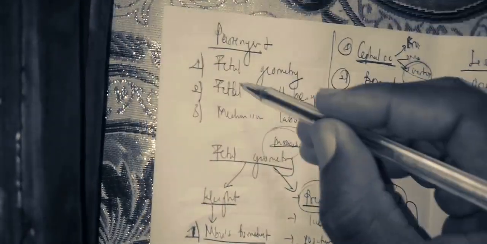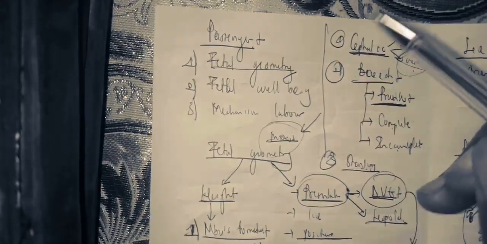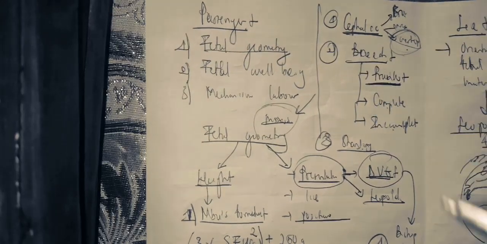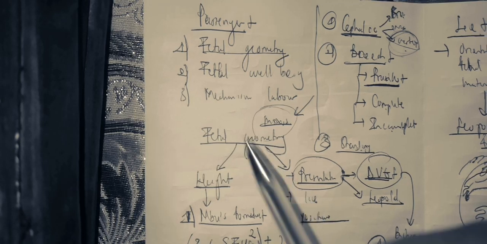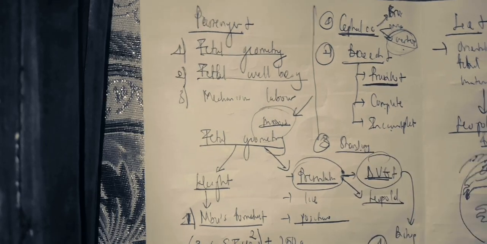So we have already visualized fetal geometry. Inside the fetal geometry, we have visualized the width, the different presentations, the lie, and the position. Now we continue with fetal well-being. Thank you.